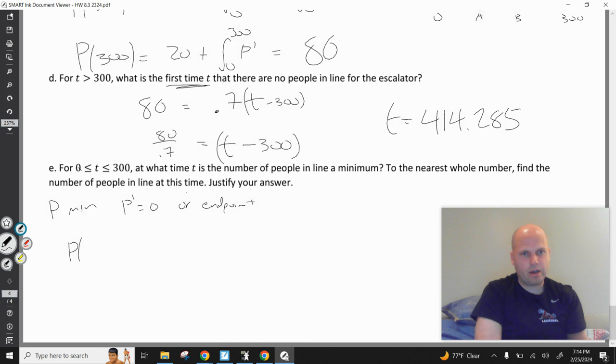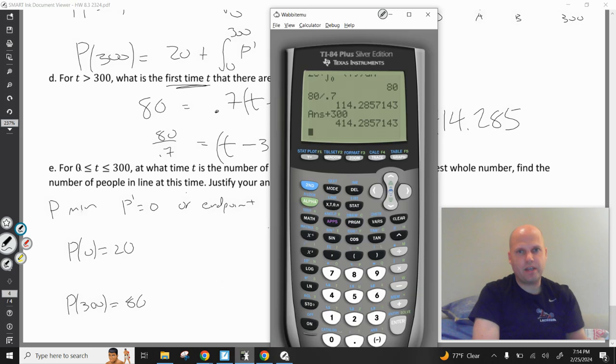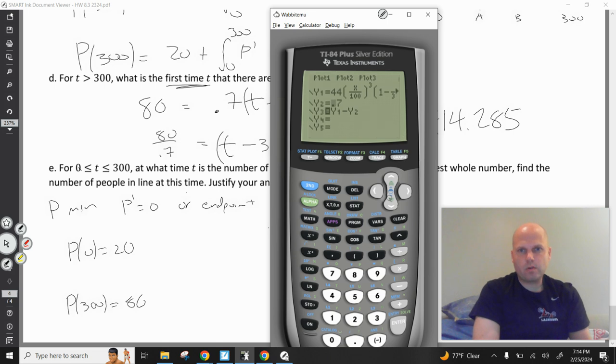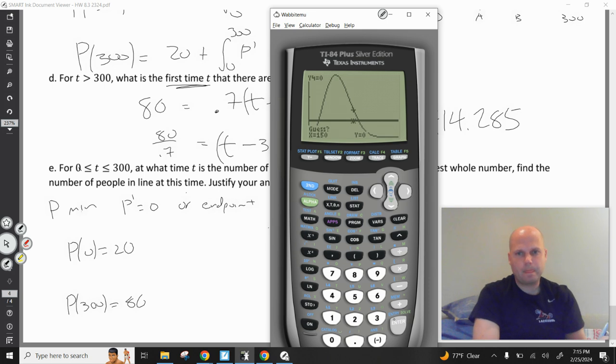I got P of 0 equals 20. I got P of 300, which is 80. I got an A and a B. I got to write them down, find them, accumulate them. Let's throw in Y equals 0. This is the graph of my velocity. Second, calc, intersect, enter. That's my B.